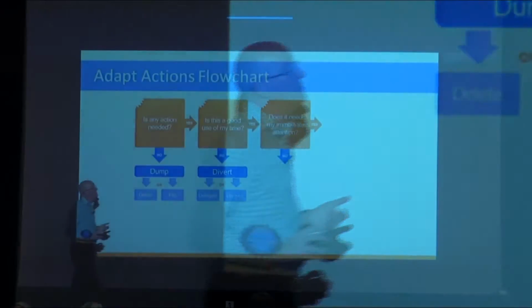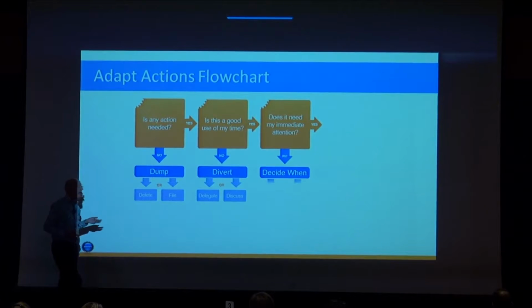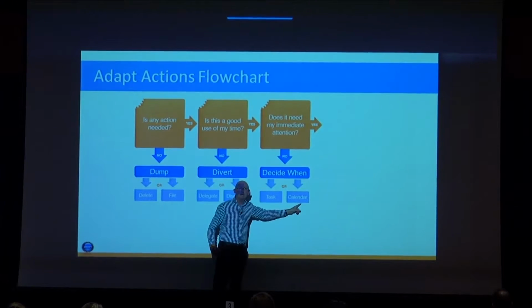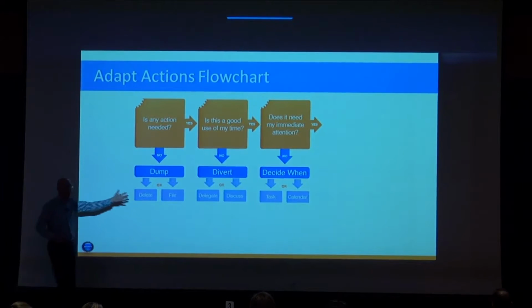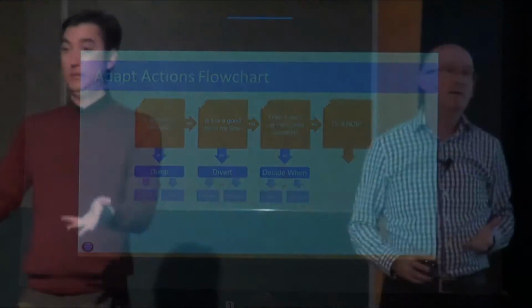If it does go through to the next question, then the next question is, well, does it need my immediate attention if I am going to do it? If the answer is no, we decide when, and that's when you either turn it into a task or you schedule it into your calendar. And we've set up this action management system to manage that stuff. And then the final one is, do it now. So if it is urgent, and you do need to do it immediately, it's a do it now.